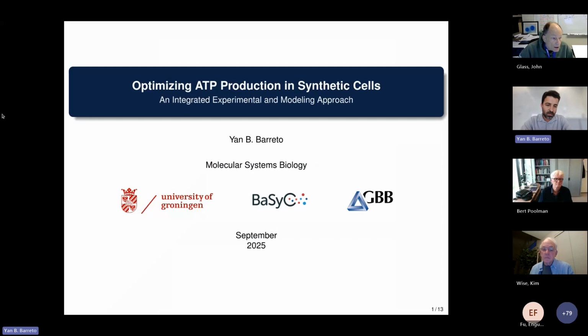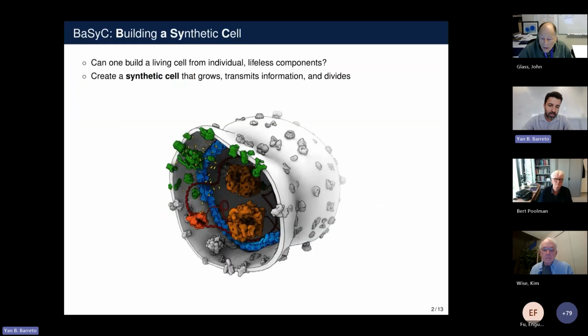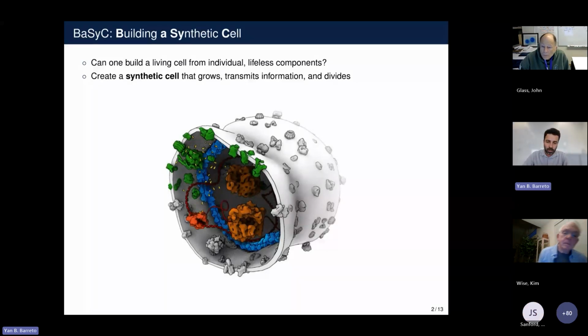My name is Jan. I am a postdoc at the University of Groningen, and I work with Bert Poolman and Matthias Heinemann. Here in Groningen, we are not working with the JCVI minimal cell, but rather we are interested in creating a synthetic metabolism for the synthetic cell of the BaSyC and now EVOLF programs, with the objective, of course, of producing ATP for the synthetic cell, but also keeping homeostasis.